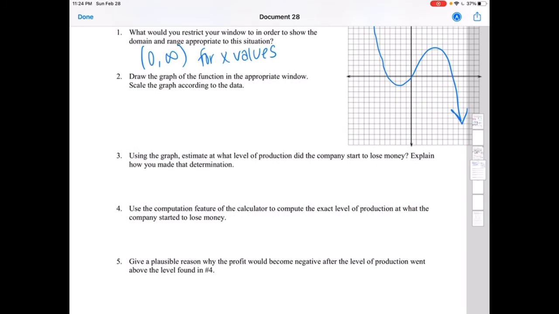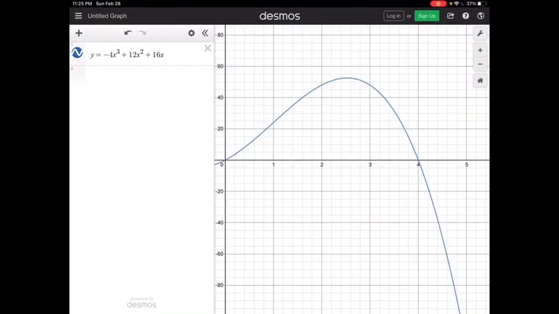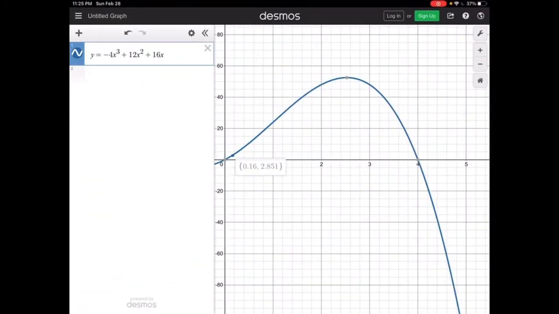Now it asks you to estimate at what level of production did we start losing. I'm going to go back to this graph so I can touch this and look at my X and Y values. So this is at 0, so no production, no MP3 players, no profit, okay? So the more MP3 players that we produce, the more profit that we get. We keep increasing, and then we reach this maximum point, right? Before we start decreasing again. And as you can see, that's what the remainder of the graph does.